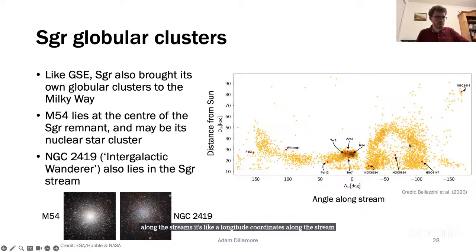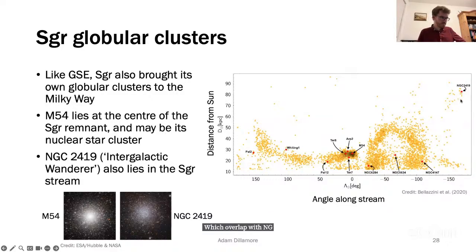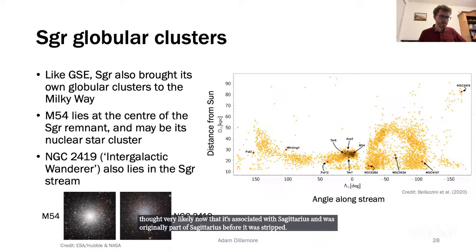The yellow points show stars from Sagittarius that have been stripped to form the Sagittarius stream. The y-axis shows distance from the sun. And there are all these globular clusters, all of which can be associated with the Sagittarius stream. And then there are these few stars up here, which overlap with NGC 2419. So I think it's thought very likely now that it's associated with Sagittarius and was originally part of Sagittarius before it was stripped to form part of this stream.